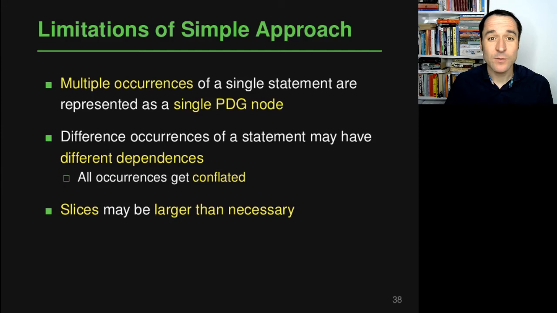So more generally, what are the limitations of the simple approach that I've explained so far? The basic problem here is that multiple occurrences of a single statement are represented as a single node in the program dependency graph. But at runtime, of course, this single statement may be executed multiple times, and different occurrences of this statement may actually have different dependencies. But because we map all of this into a single node in the static program dependency graph, these different occurrences of statements all get conflated into a single node. And as a result, the slices that we get may be larger than necessary, as we've just seen with the example.